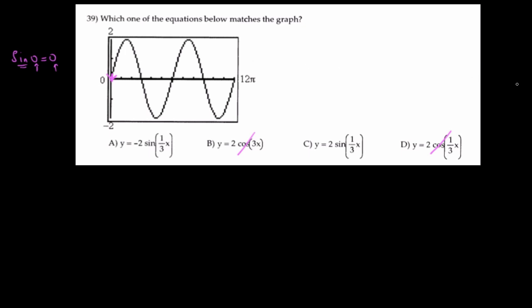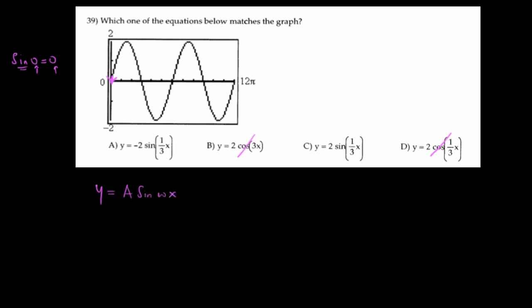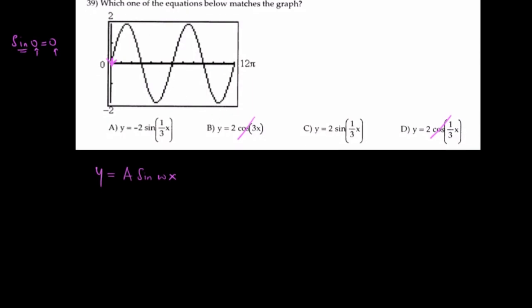Now the thing you observe here is, the general form of a sine graph is y equals a sine omega x. Where the a there is the amplitude, and like we explained in the previous video, the amplitude is from here to here. That is from rest. The height it goes from rest, that's the amplitude, how high it goes. So that's from 0 to 2. So we can see our a equals 2.